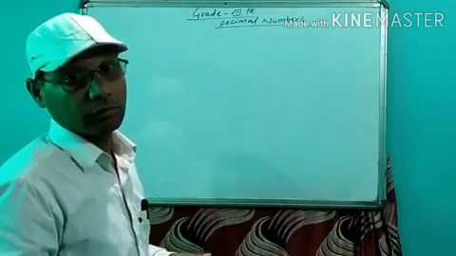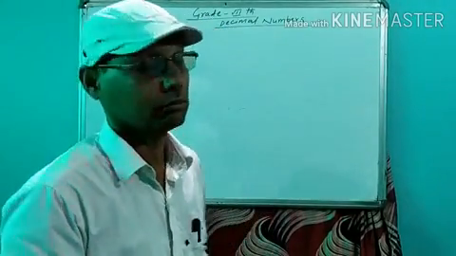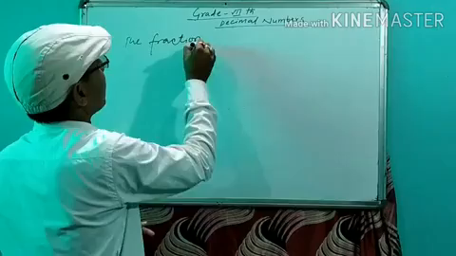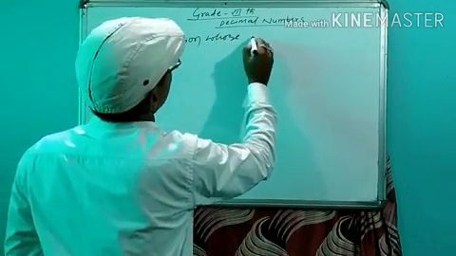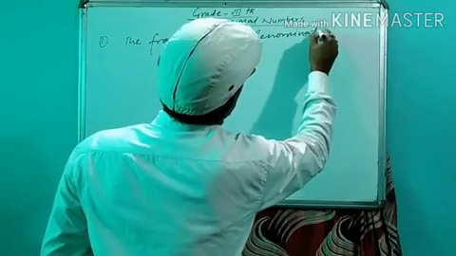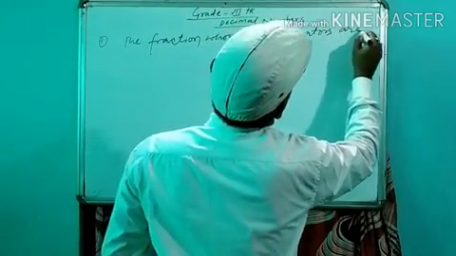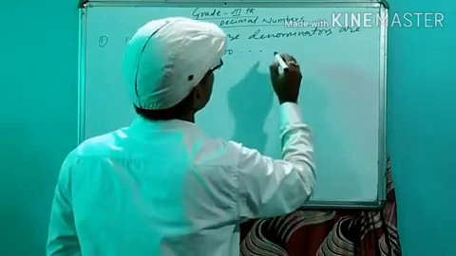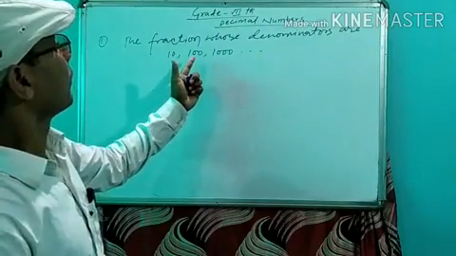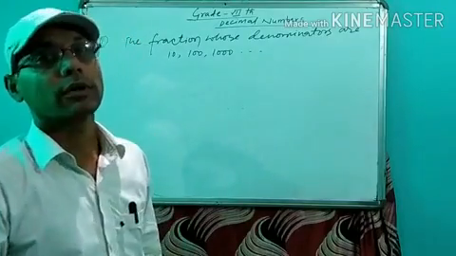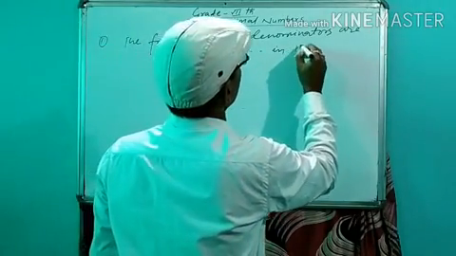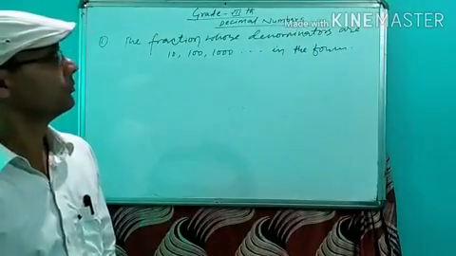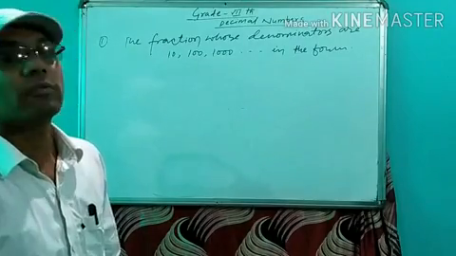You know what is a decimal number? The fractions whose denominators are 10, 100, 1000 and so on, in that form. Such types of numbers are decimal numbers.